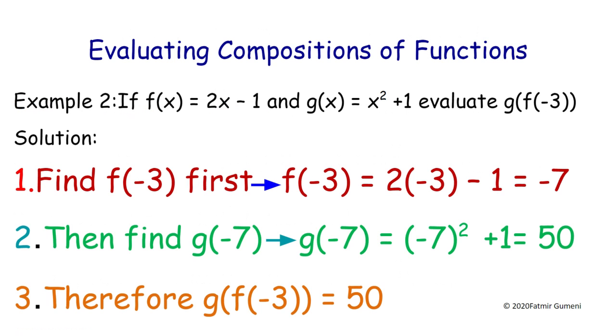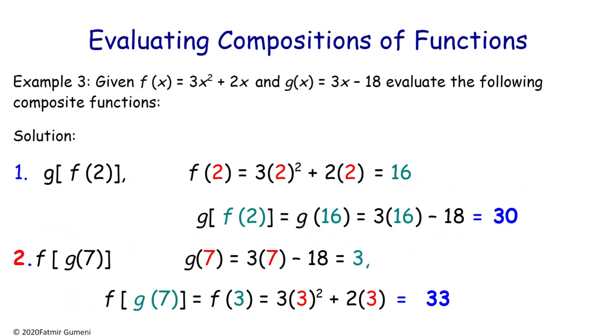Evaluating composition of functions. Example 2. If f of x equals 2x minus 1 and g of x equals x squared plus 1, evaluate g of f of negative 3. Solution. Find f of negative 3 first. F of negative 3 is equal to 2 times negative 3 minus 1, which equals negative 7. Then find g of negative 7. G of negative 7 is equal to negative 7 squared plus 1, which equals 50. Therefore, g of f of negative 3 equals 50.